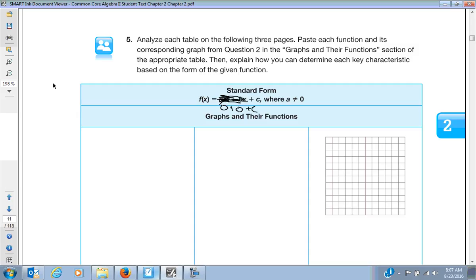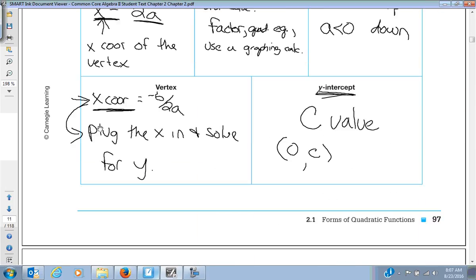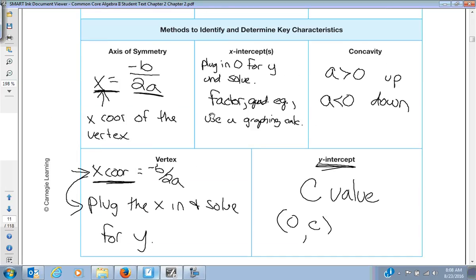So the y-intercept would be just whatever my c value is. Does everybody understand where I got that from? So that's why down here I said your ordered pair would be 0, c. So if you look at this, the y-intercept is really easy to find when I'm in standard form. Okay. Look at this. X-intercept.